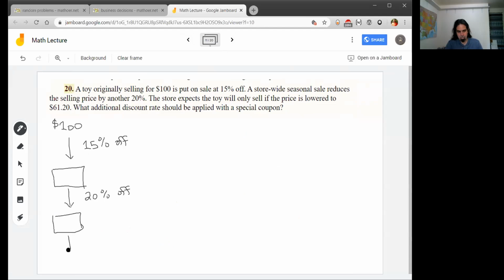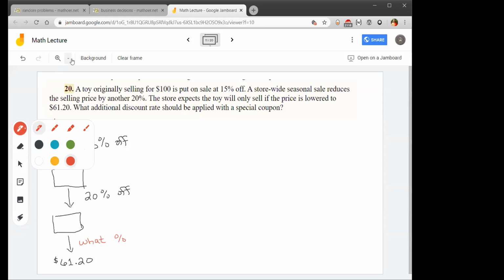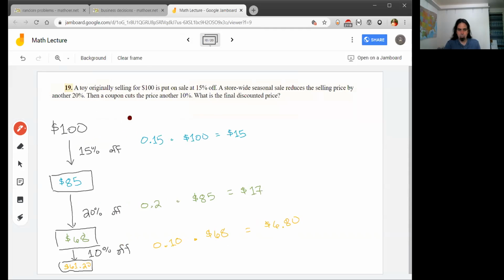Now, we know the goal is $61.20 because there's some competitor's price out there. So we're wondering what percent goes in that last spot. Make sense? Okay, so the first part is exactly the same. In fact, I can even just copy all that, right?